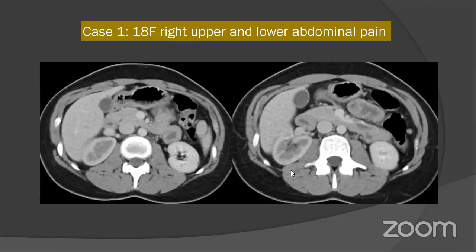This is 2 axial CT images of an 18-year-old female presenting with right upper and lower abdominal pain. I just want you to look at the images and mention the key finding. There is only one finding, and this is a talk on genitourinary emergencies. Since we need to move a little fast, I know there's a lag, I will just go on.